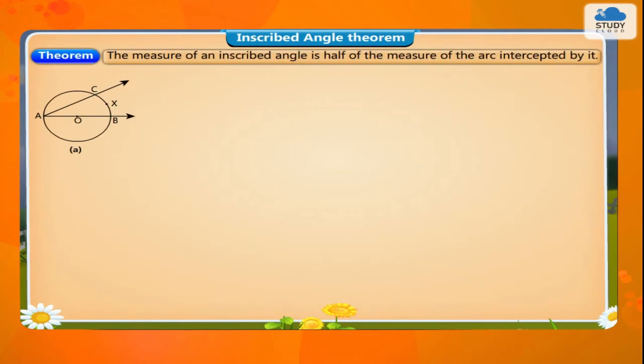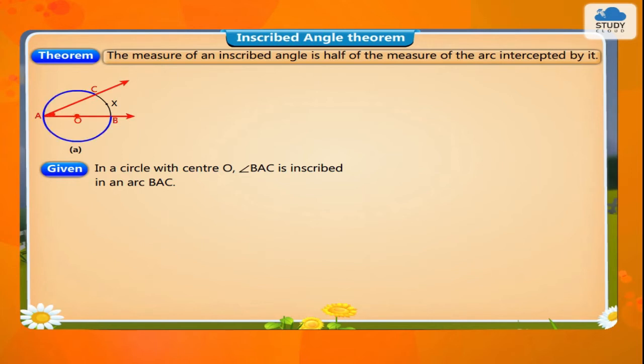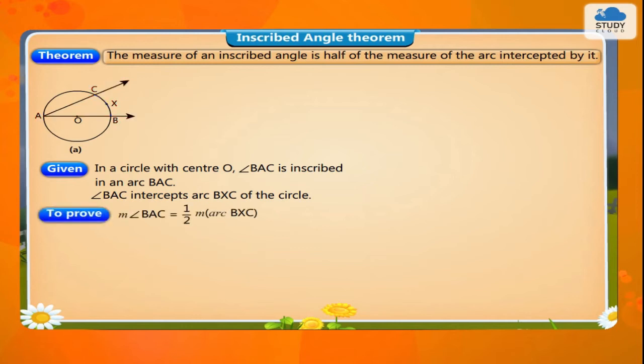Theorem. The measure of an inscribed angle is half of the measure of the arc intercepted by it. Given, in a circle with center O, angle BAC is inscribed in an arc BAC. Angle BAC intercepts arc BXC of the circle. To prove, measure of angle BAC is half of measure of arc BXC.